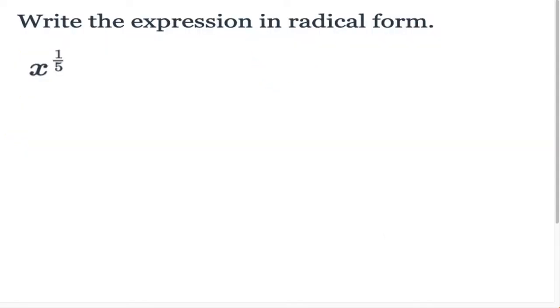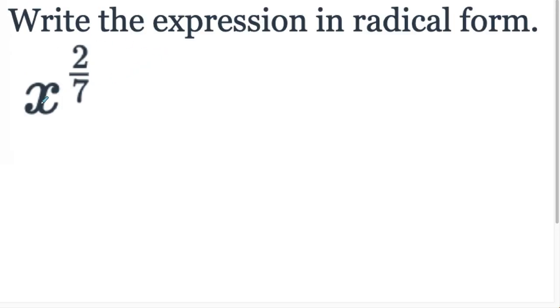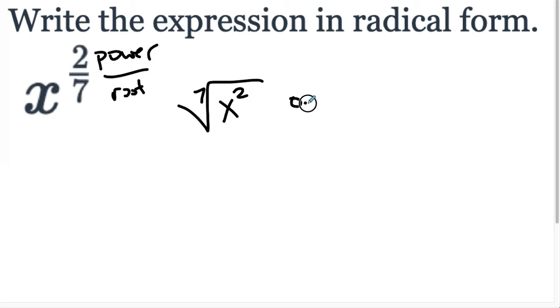So for example, if I have a base of x that's being raised to the 1/5 power, when you convert this into a radical form, this is your power and then that's your root. So that's the 5th root of x to the 1st power, okay? Let's take a look at the second. So again, x is your base, 2/7 is your power, the exponent. So this is power over root. So that means this is the 7th root of x squared or the 7th root of x all squared.